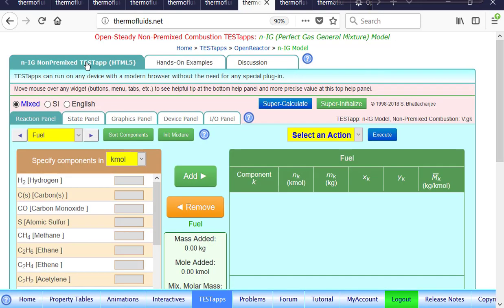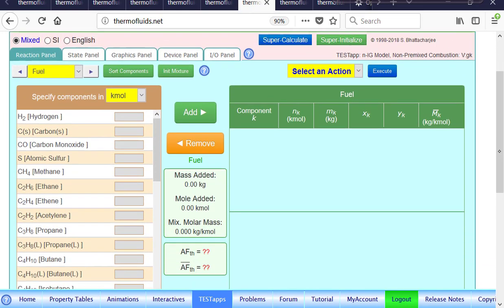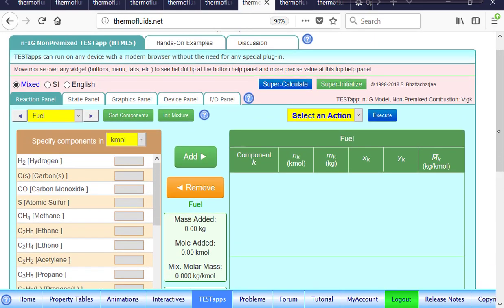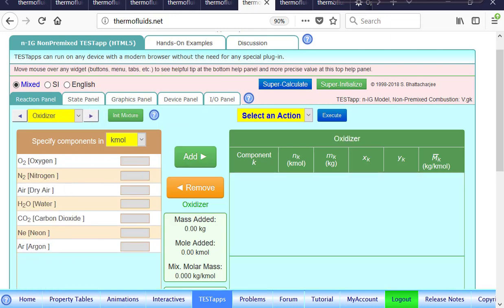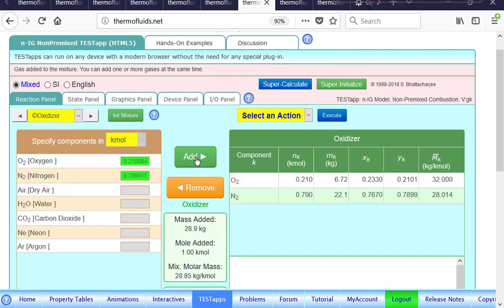So here we are in the reaction panel. There we set up the fuel, oxidizer, and products. In other words, set up the reaction. So let's say we are burning methane. We'll go with a very simple reaction, and for oxidizer, we'll just pick, let's say, air, although we don't need to.